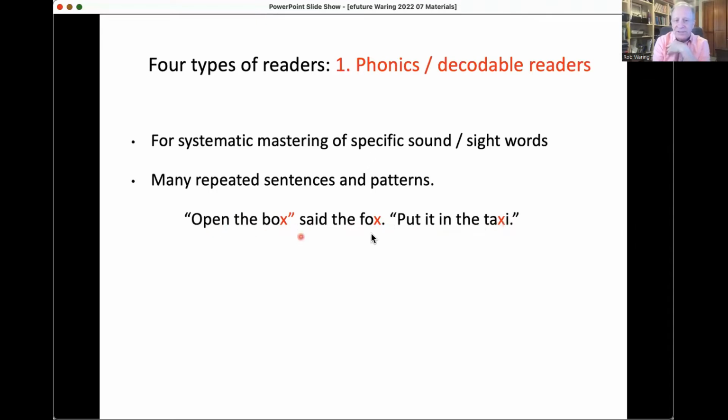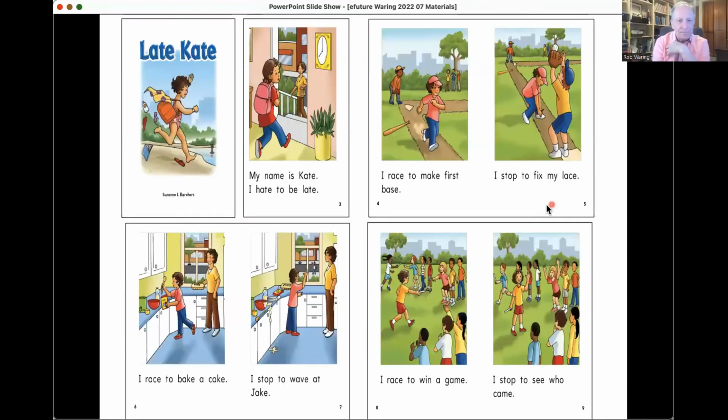And here you can see that they're clearly focusing on the X sound, yeah? So that's the decodable reader. And here's some examples. My name is Kate, I hate to be late, I race to make first base, I fix my lace. So here you can see they're definitely focusing on the A sound and the different spellings, ATE, ACE, ASE. So you're trying to practice. This is clear focus on patterns and so on, yeah? So that's one type of reader.